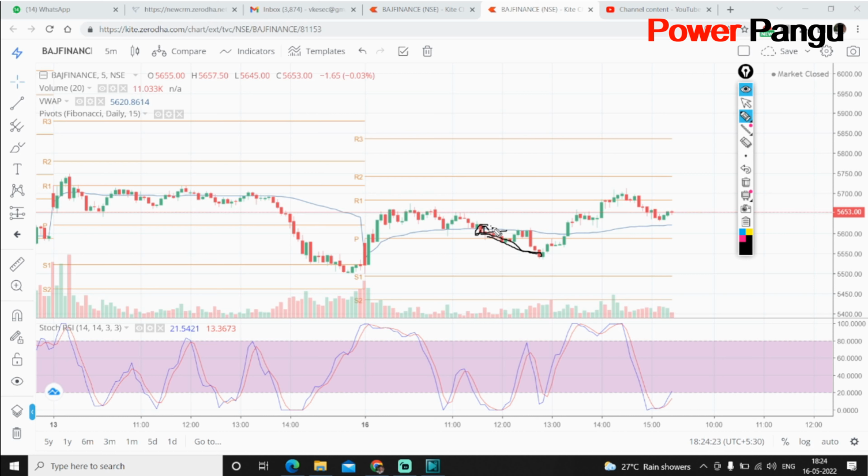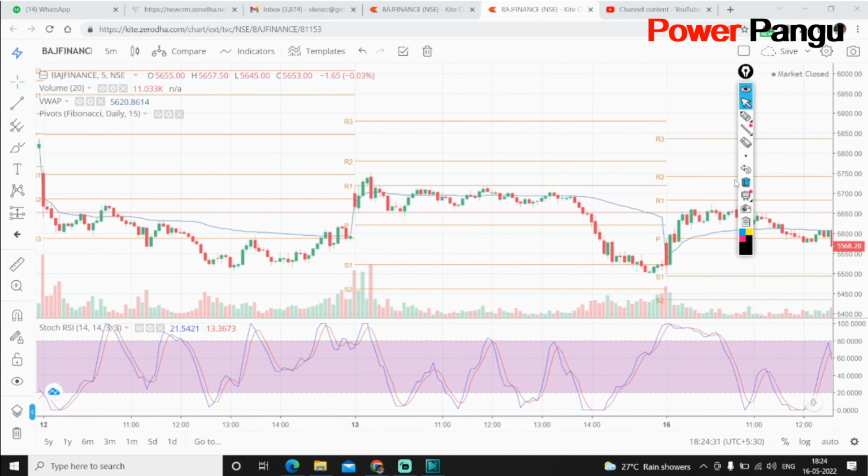So mostly the target is given between 11:30 and 12:45, in 1 hour or 15 minutes. Next, we will backtest 4 or 5 days so that you get a clear understanding. Here you can see it actually closed below the VWAP, and this also gave a sell signal, and our stop loss is hit here. But taking the second entry, it has broken the day's low and it has given a target.